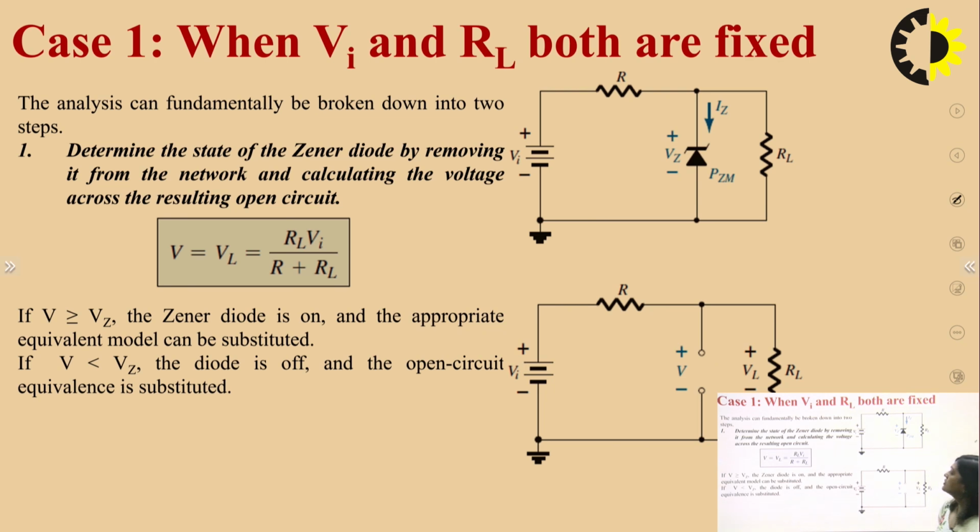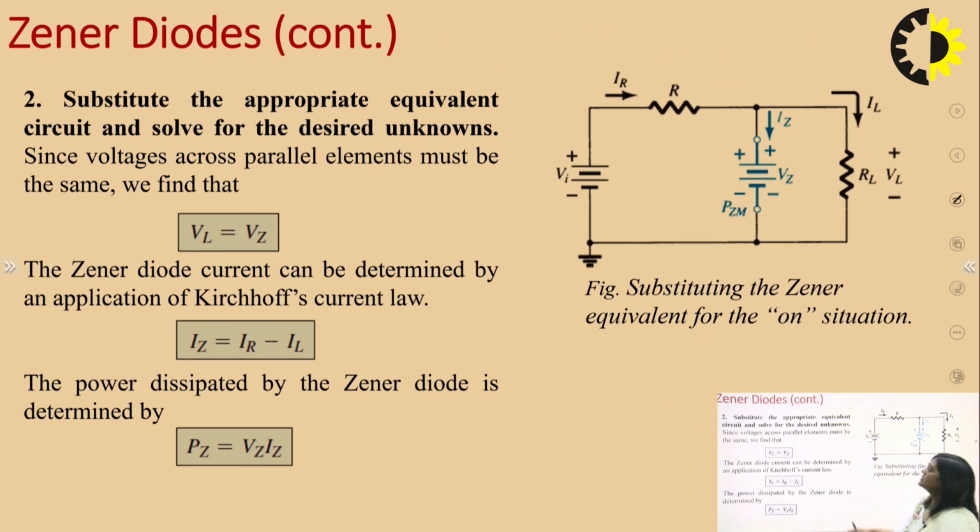So now we can see we have calculated this V voltage here. In the last slide I told you, this is the V voltage that we have calculated. And if this V voltage is greater than or equal to VZ, then the Zener is on and the appropriate equivalent model can be substituted. And if this V is less than VZ, the diode is off and the open circuit equivalent is substituted. So now we substitute the value, like we have the case V is greater than or equal to VZ.